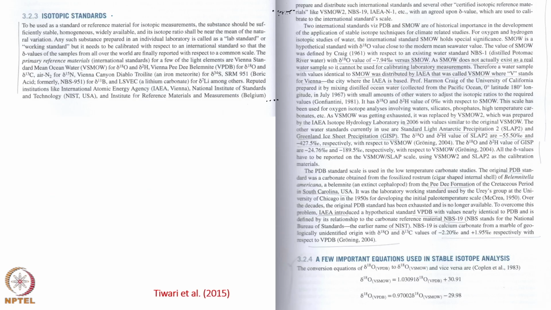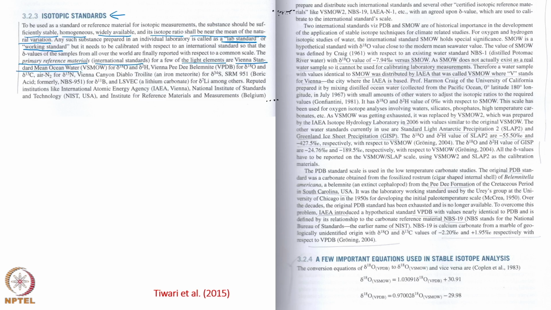We were talking about the isotopic standards. We are going to see now in a little bit more detail. The standard water sample should be sufficiently stable, homogeneous, widely available, and its isotopic ratio should be near the mean of the natural variations. Now, if such water is created in the laboratory by someone, that is called the lab standard or the working standard.